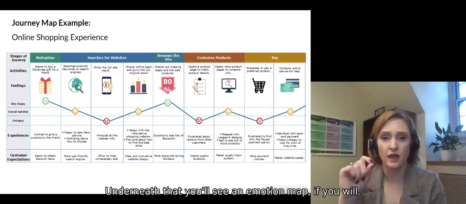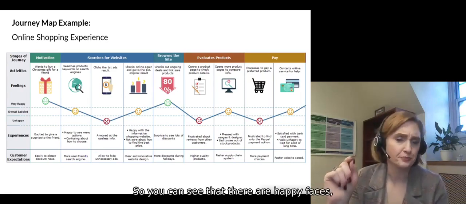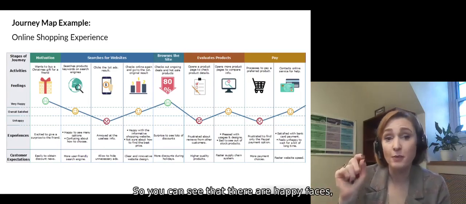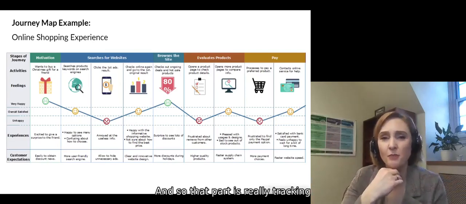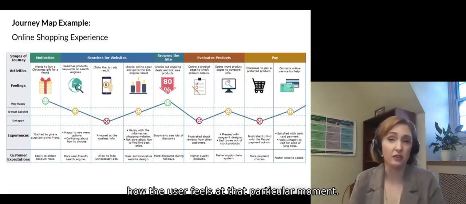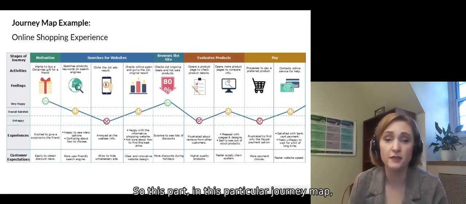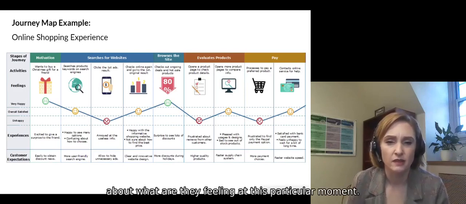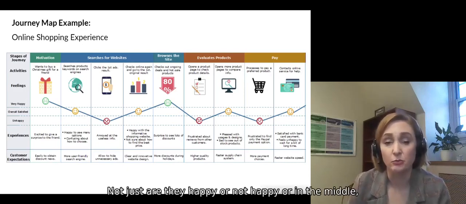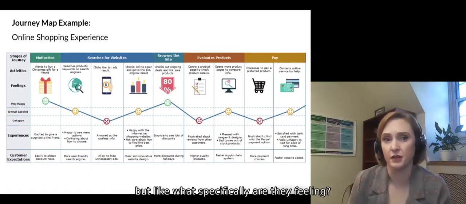Underneath that, you'll see an emotion map, if you will. You can see that there are happy faces, sort of okay faces, and sad faces. That part is tracking how the user feels at that particular moment. And then underneath those, there are some experiences. In this particular journey map, the person is thinking about what are they feeling at this particular moment? Not just are they happy or not happy or in the middle, but what specifically are they feeling?